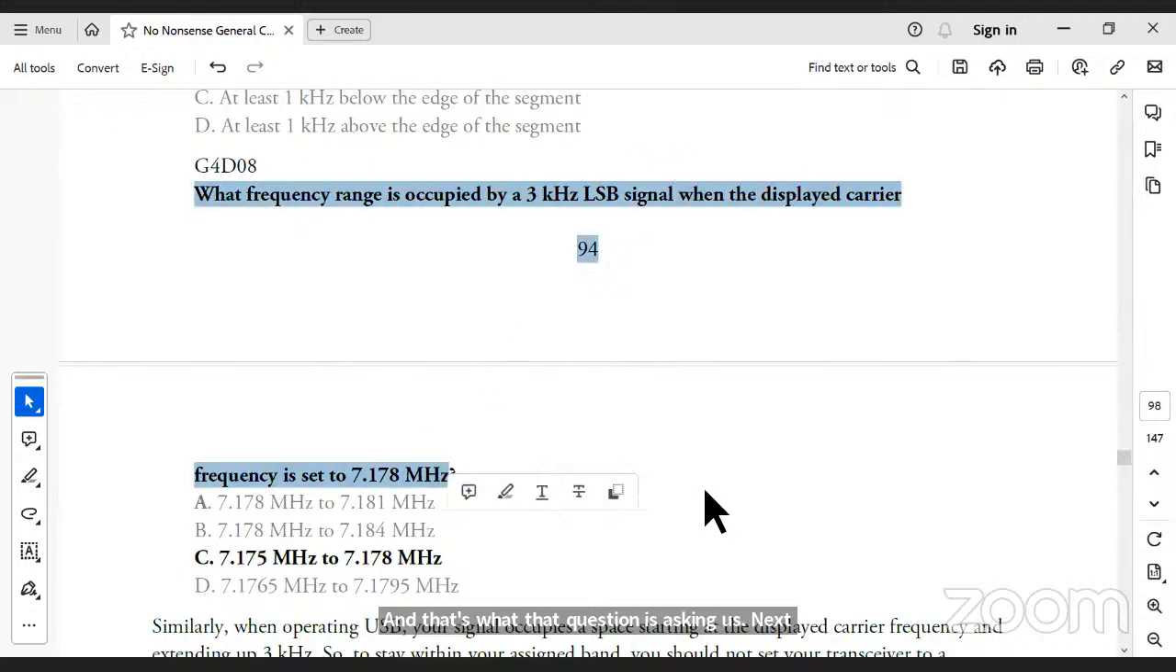Next question up. So relatedly, what frequency range is occupied by a 3 kHz lower sideband signal when the displayed carrier frequency is set to 7.178? So if we punch in 7.178 into our radio and we switch to lower sideband, that lower sideband signal occupies 3 kHz. So we have to minus 3 kHz from 7.178, and that takes us to 7.175. And therefore, the frequency range that it occupies will be from 7.175 to 7.178. That is the 3 kHz bandwidth occupation of the lower sideband signal.